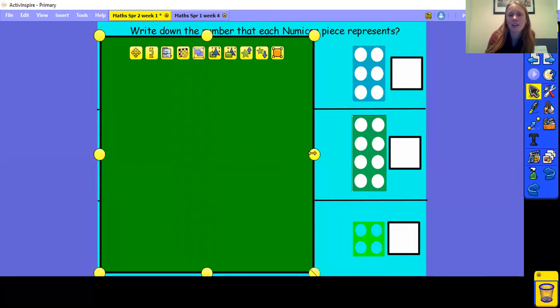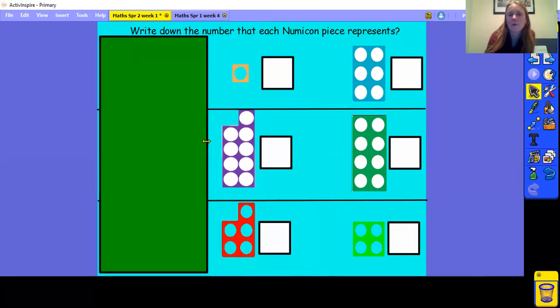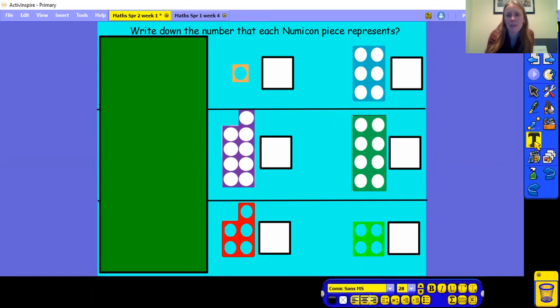Let's move it over. Here we have some more Numicon pieces. Have a go at writing down the number that each Numicon piece represents. Then come back and we'll check it together. Pause the video while you have your turn. Okay, now that you've done that, let's do it together.